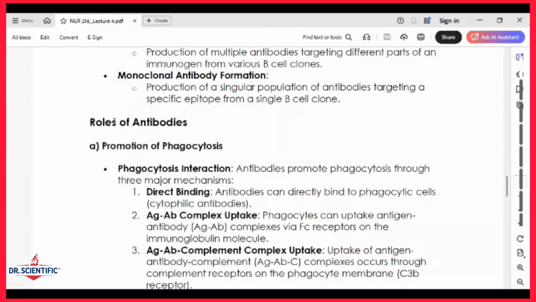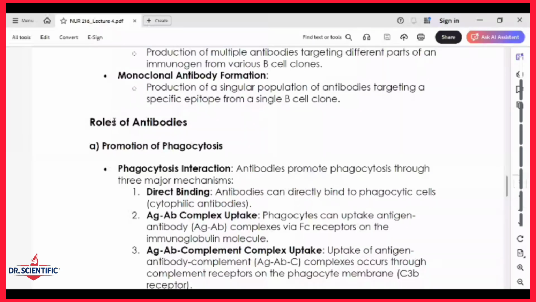And now let us look at the roles of antibodies. What do antibodies do? We know that antibodies, of course, are supposed to neutralize antigens. That is majorly what antibodies do. We're also seeing that antibodies can be used for therapy.